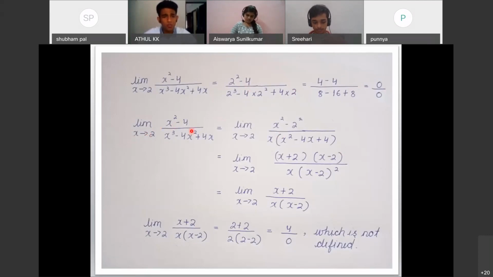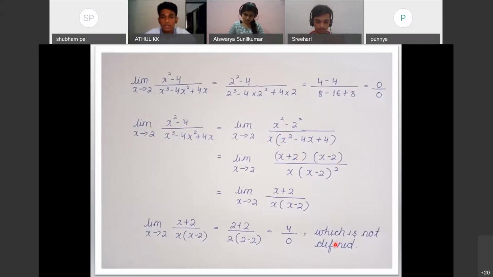So when we factorize the function in the numerator, x square minus 4 can be written as x square minus 2 square. And in the denominator, an x is taken common. So it becomes x into x square minus 4x plus 4. Now x square minus 2 square is in the form a square minus b square, which can be split into a plus b into a minus b, or in this case, x plus 2 into x minus 2. And in the denominator, x square minus 4x plus 4 is basically x minus 2 the whole square.